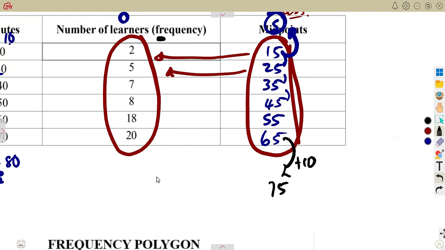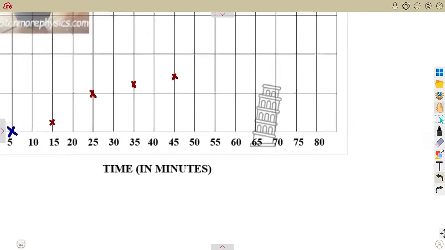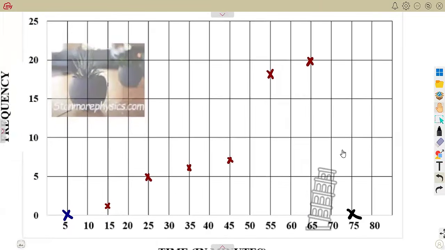But what will be the frequency there? The frequency will be 0. That will be the case. So it will be 75 versus a frequency of 0, like that. So that's it. It will give you a closed figure by joining.